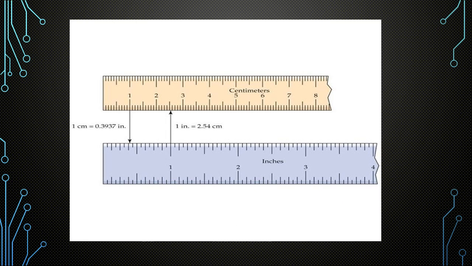To further explain the size of an inch and a centimeter, I have the two rulers representing each other. You can see that 1 inch equals about 2.5 centimeters.